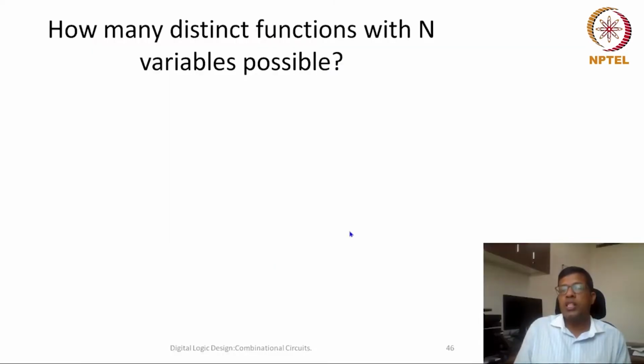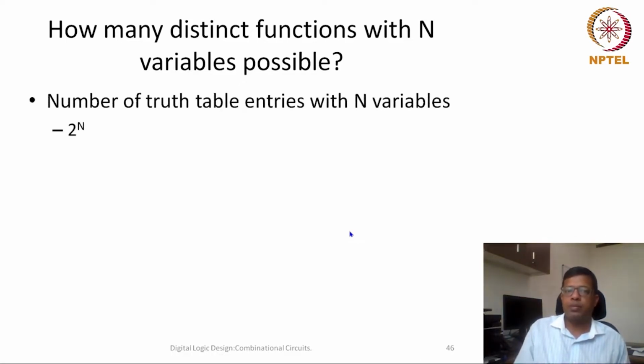To understand this, one thing we can start with is that if there is a function with n variables, then certainly we can represent all of these functions using a truth table. My truth table will have 2 to the power n entries. So this is the starting point of my thinking: a function I want to design will have 2 to the power n entries.